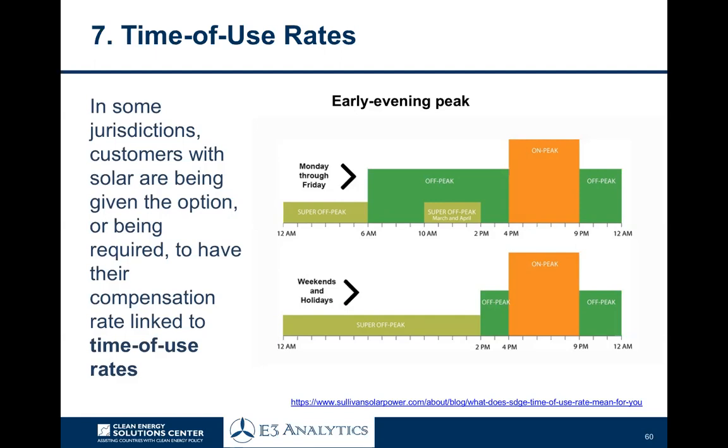This is an example of an early evening peak jurisdiction, where the peak is between 4 and 9 p.m. This would be the case across much of the developing world, where the power peak tends to be between those hours of 4 and 9 p.m. as people come home.